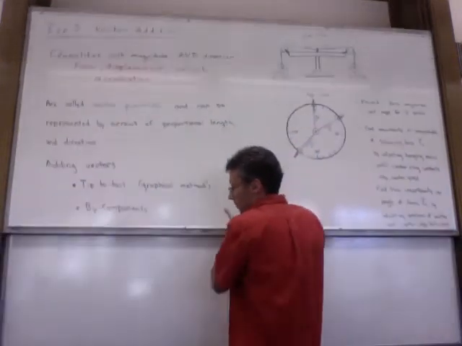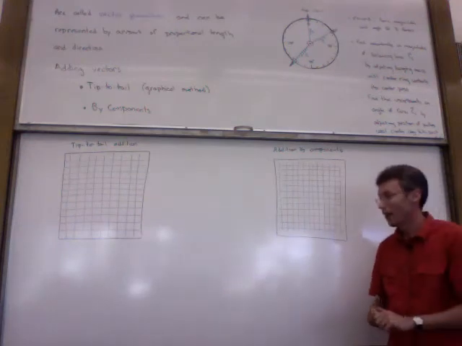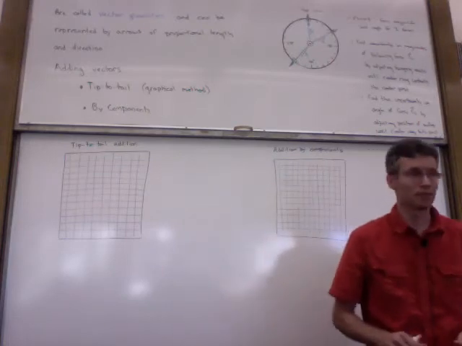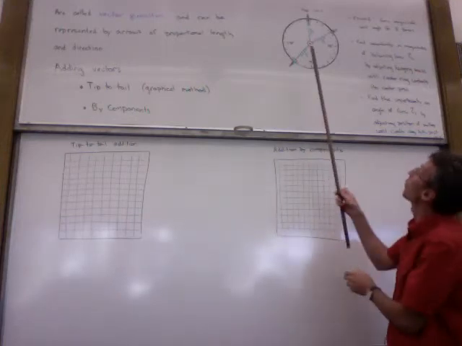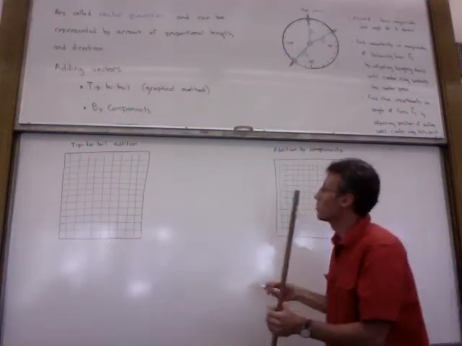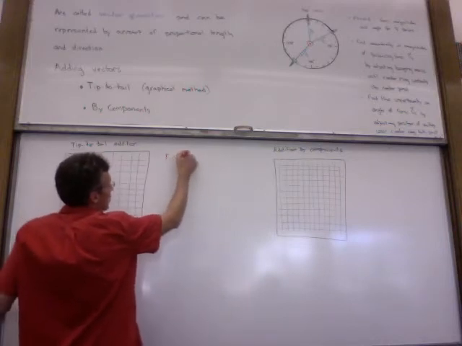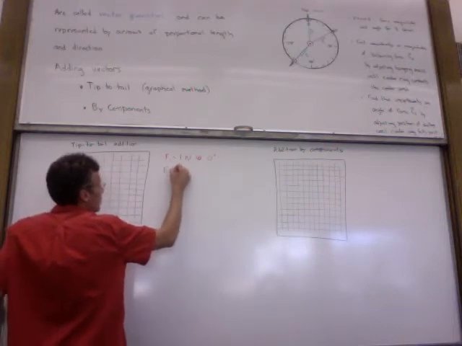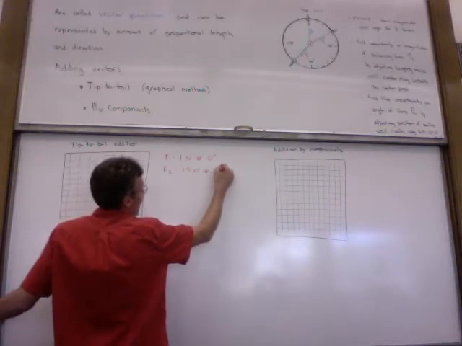Okay, so that's the data collection. To analyze it, we're going to take our values and we're going to graph them by drawing them as vectors. Okay, so let's say force 1 we measured to be, I don't know, let's say 1 Newton at 0 degrees. Force 2 was maybe 1.5 newtons at 45 degrees.